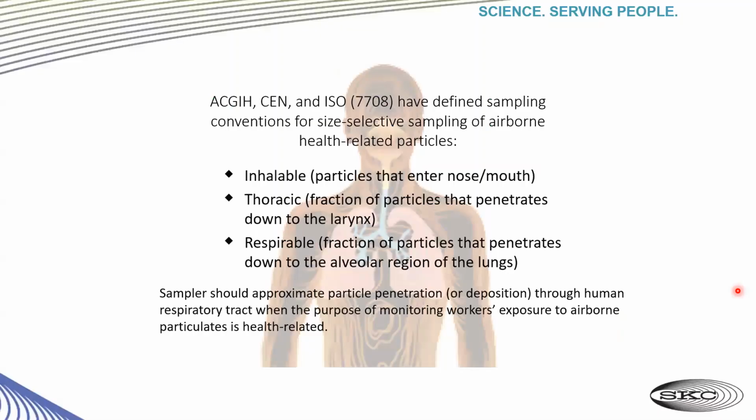In accordance with ACGIH, CEN, and ISO 7708, the sampling conventions for size selective sampling of airborne particulates are very well and simply defined as inhalable particulates that enter through the nose and mouth, thoracic particulates that penetrate as far down as the larynx, and then respirable particulates, which is what we will be focusing mostly on for this demo, which is the fraction of particles that penetrates down to the alveolar region of the lungs.